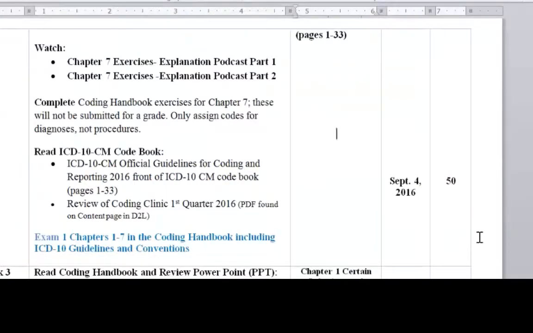Let's also remember that in week 2 there is Exam 1. Exam 1 covers Chapters 1 through 7 in the coding handbook, and that includes the ICD-10 guidelines and conventions. If you have any problems or questions about other exercises in Chapter 7, you can post them in the discussion board or contact me personally, and I will walk you through how to get those answers.